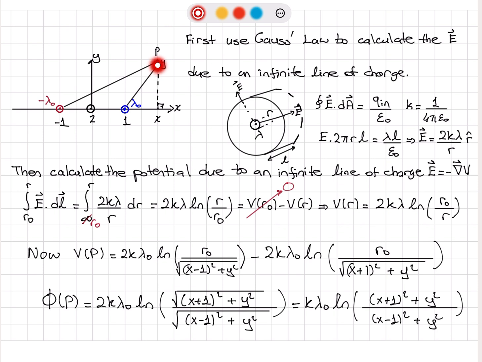I have a positive and a negative contribution, and the radial distance for this contribution is the square root of (x minus 1) squared plus y squared, and for this contribution the square root of (x plus 1) squared plus y squared. That's the radial distance, and I can calculate the total potential at point P this way. So that's my end result for this calculation. So that's the potential distribution. Now forget about k and lambda 0. We can just plot this function as a function of x and y.